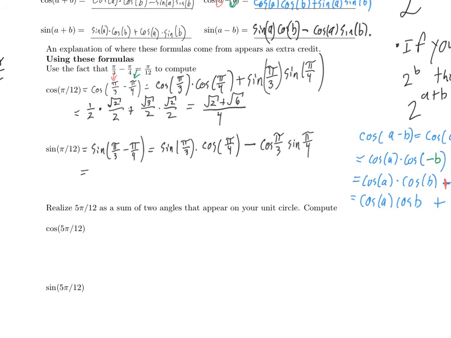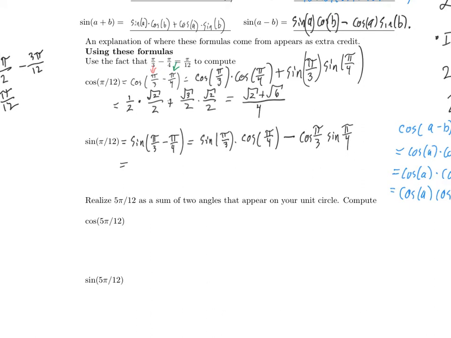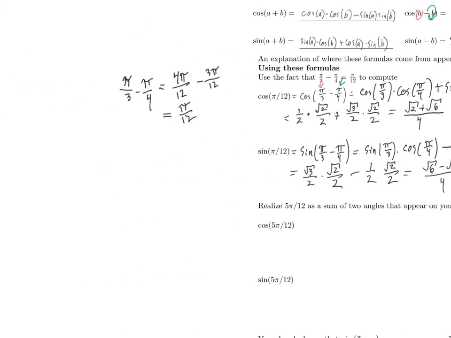And again, like you just did, these are all numbers that you see in the unit circle. Computing those, sine of pi over 3 is root 3 over 2 times cosine of pi over 4, root 2 over 2, minus cosine of pi over 3, which is 1/2, times sine of pi over 4, which is root 2 over 2. That all works out to root 6 minus root 2 all over 4. And let's do a quick double check.